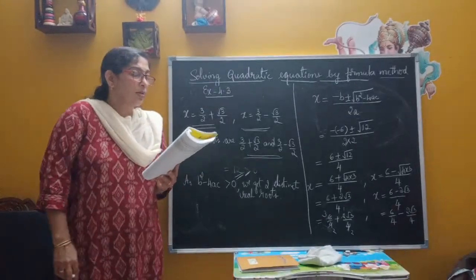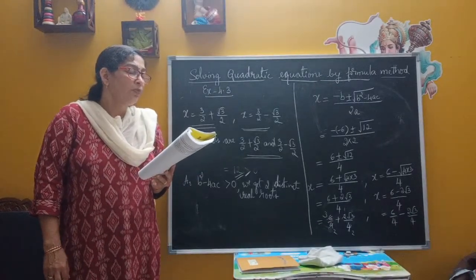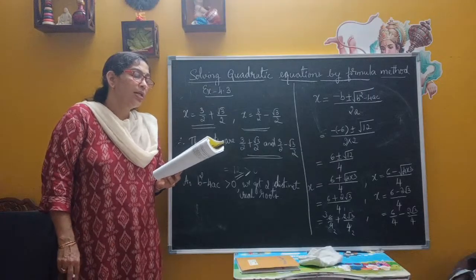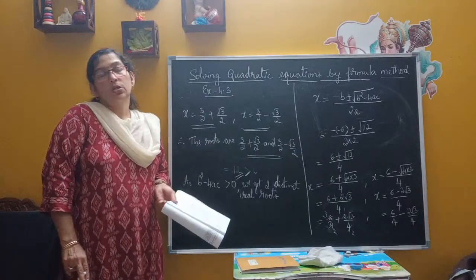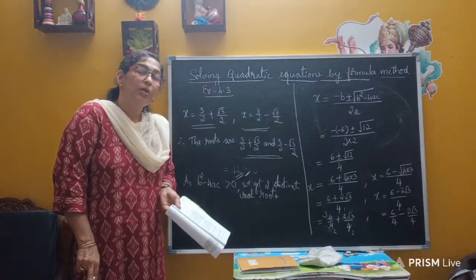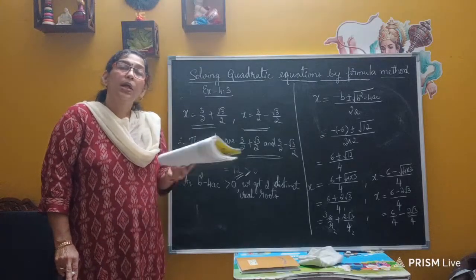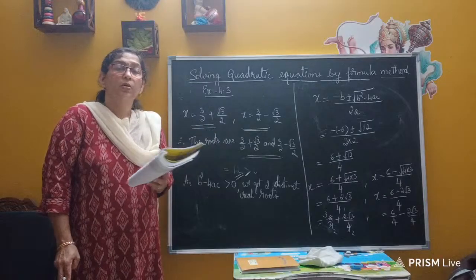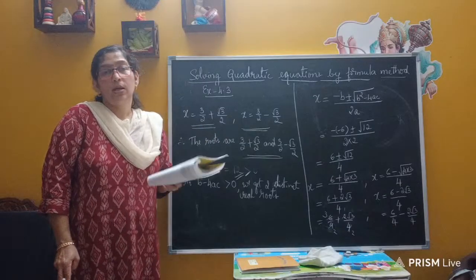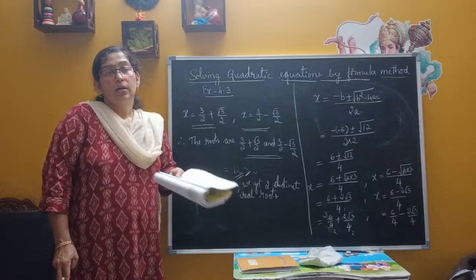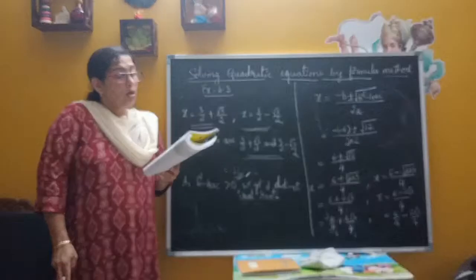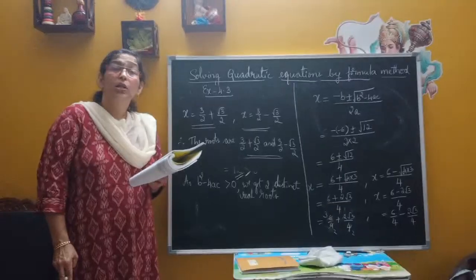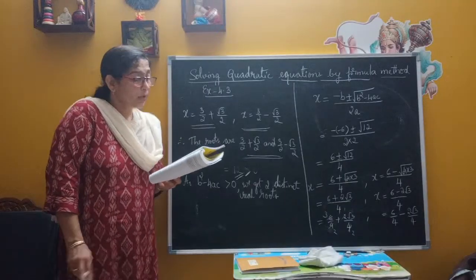Here, second main, find the values of k for each of the following quadratic equations so that they have two equal roots. So which is the condition? b square minus 4ac is equal to 0. Using this condition, we can find either the coefficient of x square or the coefficient of x, or sometimes the value of c also. That k means nothing but an unknown number.